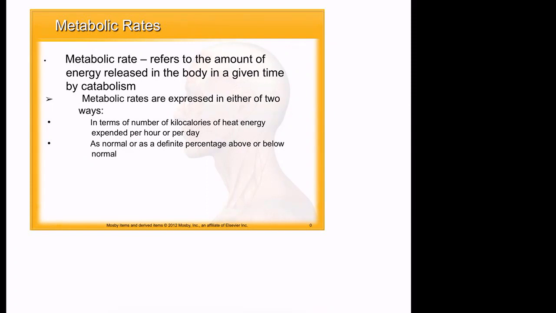So if you understand metabolism, and I mean that basic understanding of running an engine and making things, utilizing that fuel, burning it quickly, creating more waste, creating the byproduct heat, things like that. If you understand that, then metabolic rate isn't too much more difficult to understand. It refers to the amount of energy released in the body. In other words, heat is created. Metabolic rates are expressed either in the number of kilocalories of heat.